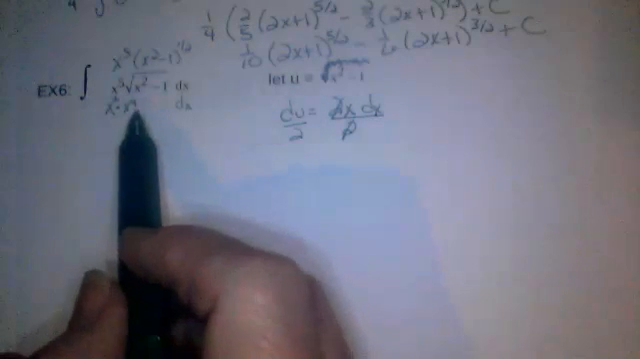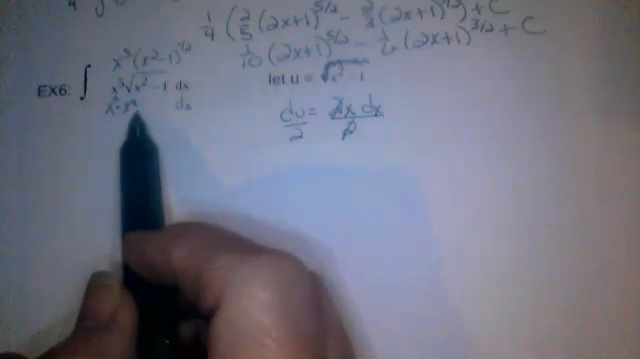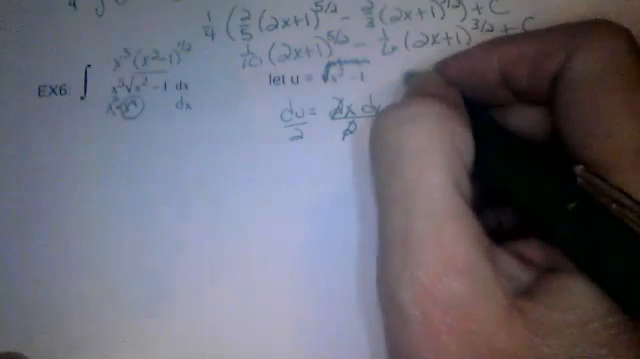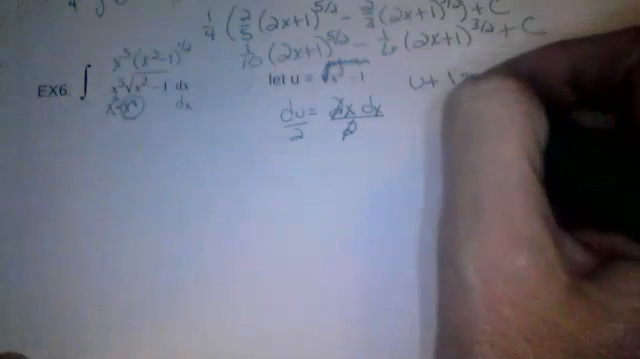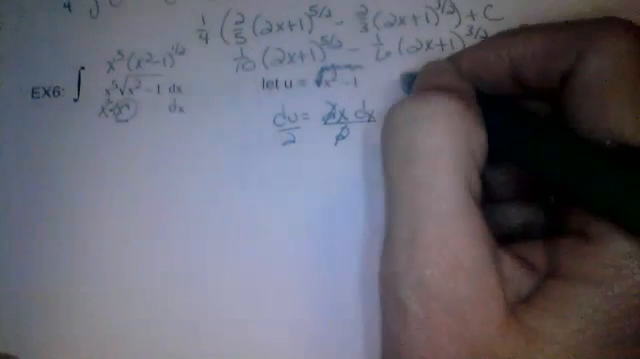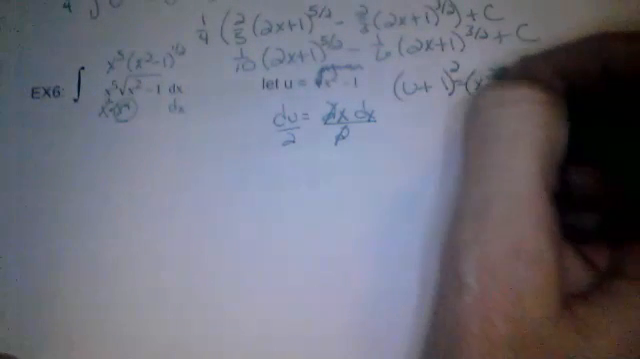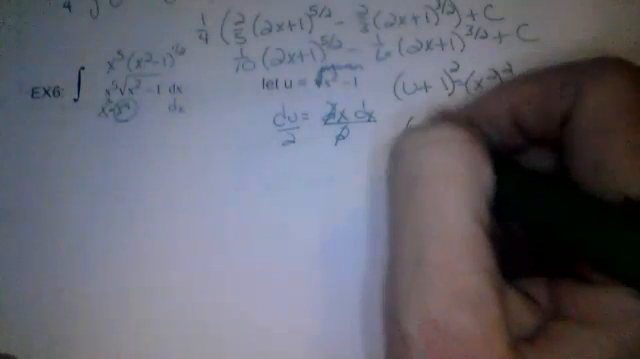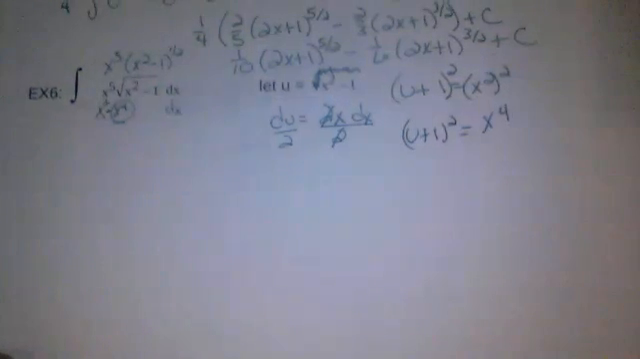So now I've still got an x to the 4th left. So what am I going to do with this? What am I going to replace it with? So I'm going to manipulate my formula. This would be u plus 1 equals x squared. But I don't need x squared, I need x to the 4th. So I'm going to square both sides. So I get x to the 4th equals u plus 1 squared. So now I have a way to replace everything in the problem.